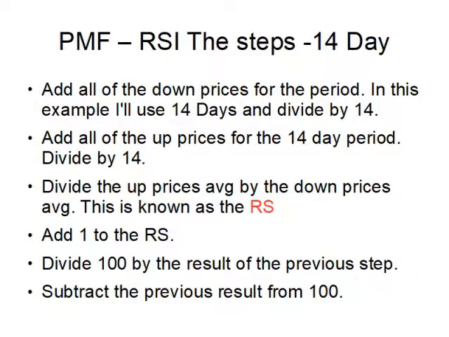Okay, add up all of the down prices for the period. In this example, I'll always use 14 days and then divide by 14. Add up all of the up prices for the 14-day period and divide by 14. Divide the up prices average by the down prices average. This is known as the RS.